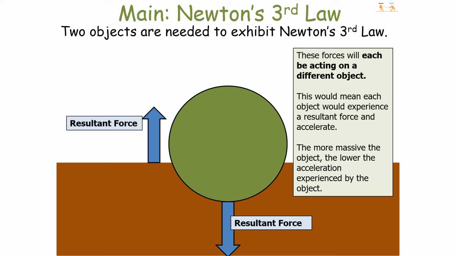So the more massive the object, the lower the acceleration experienced by the object, and the less massive the object, the higher the acceleration experienced by the object. So in this case, your ball, because it's a lot less massive than the ground, is going to experience a lot more acceleration. Now we can see Newton's third law of motion in many different situations in the real world.